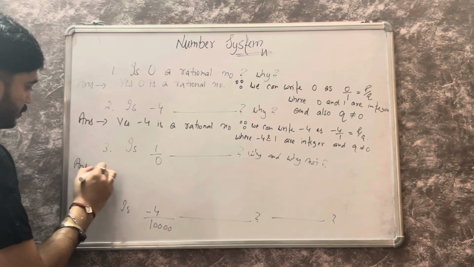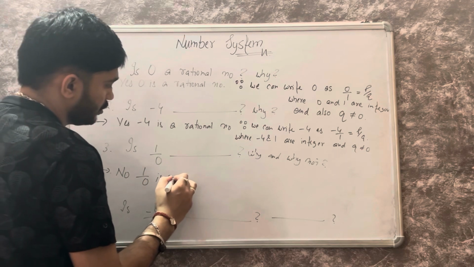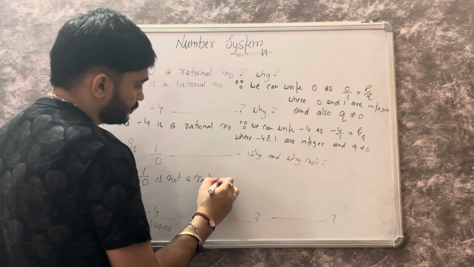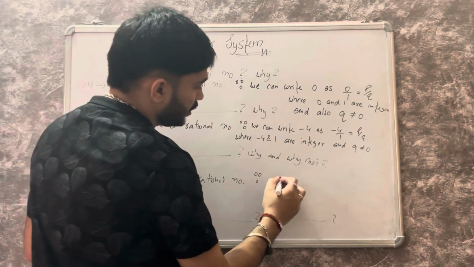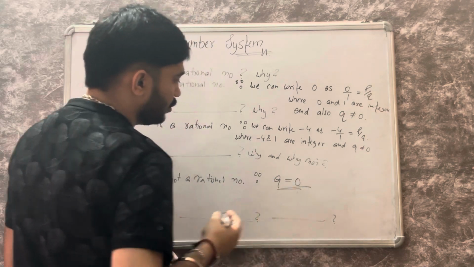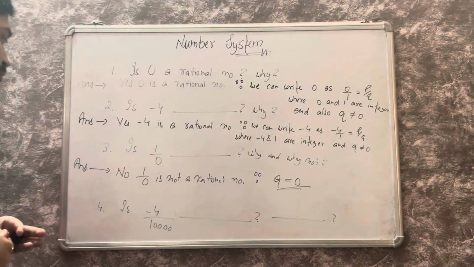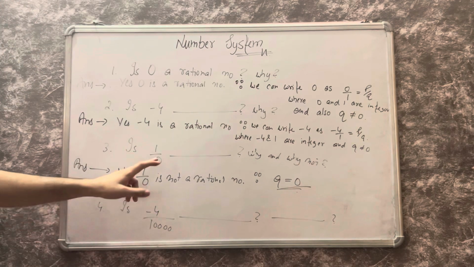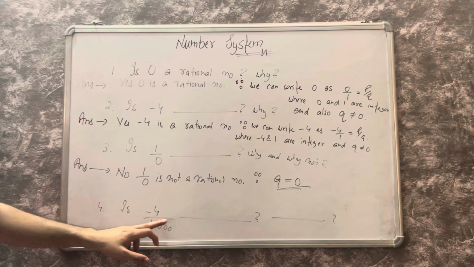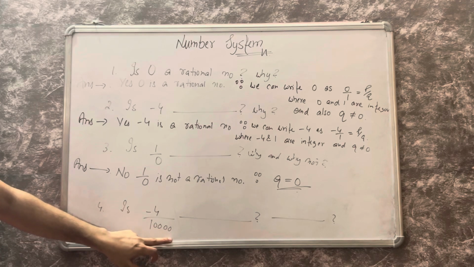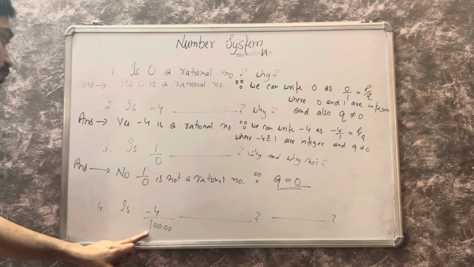Answer number 3, our answer will be no, 1 upon 0 is not a rational number because it breaks the second condition, that is Q is not equal to 0, because the denominator is 0. So the answer of the last question will be yes, minus 4 upon 1000 is a rational number because minus 4 upon 1000 equals P upon Q, where minus 4 and 1000 are integers, and the denominator, that is Q, is not equal to 0. Any doubt?